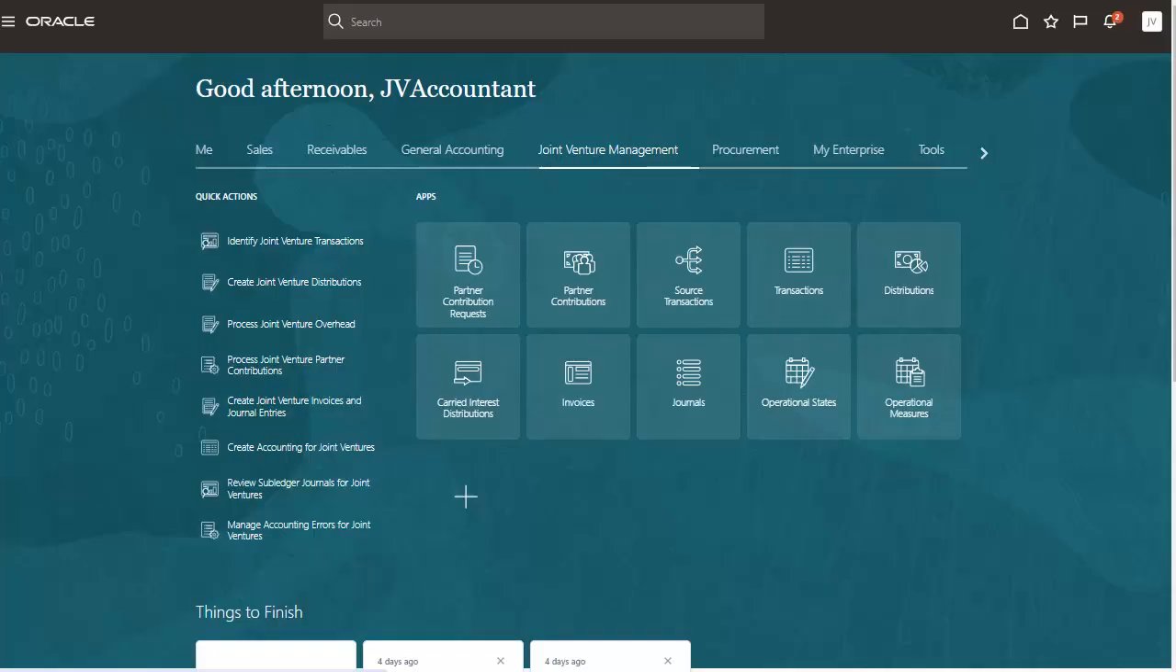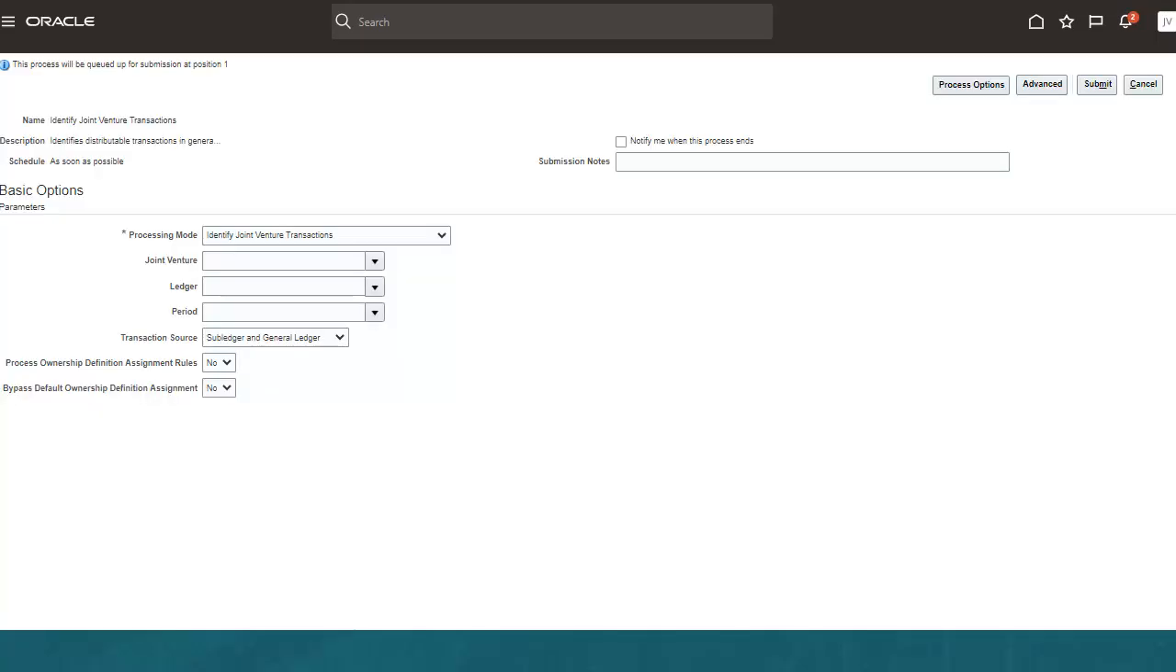Let's run the process to identify the transactions for January 2017. I have selected the period as January 2017. Select Yes for the parameter process ownership definition assignment rules. Select No for the parameter bypass default ownership definition assignment.